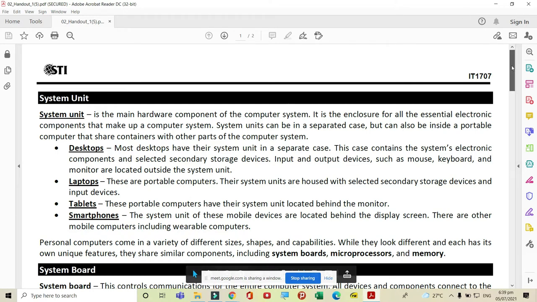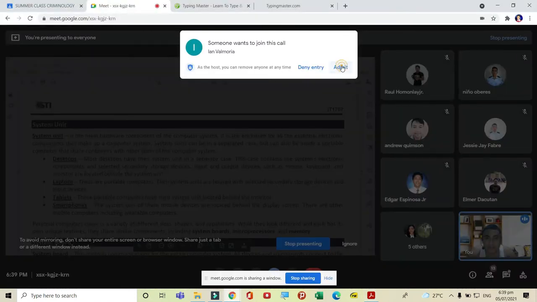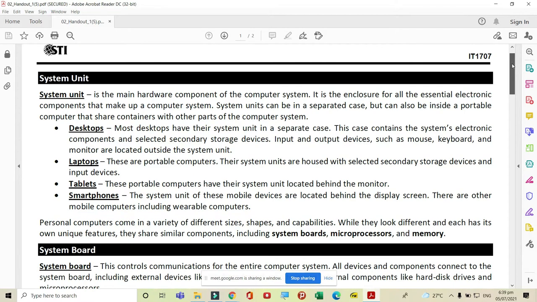Okay. So this is a continuation. What I gave you the other week was only an introduction. So now, this will be an in-depth discussion of the parts of the computer. If you notice, you have here the correct terms, what we call in IT the correct basic terms. Okay? So let's start first with the system unit.